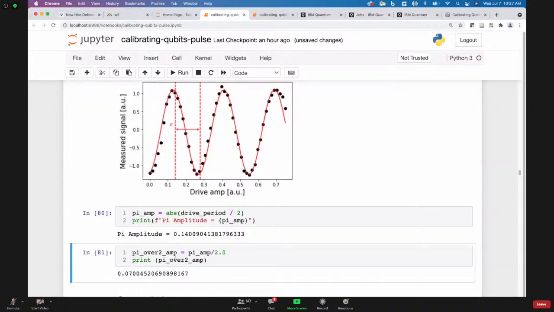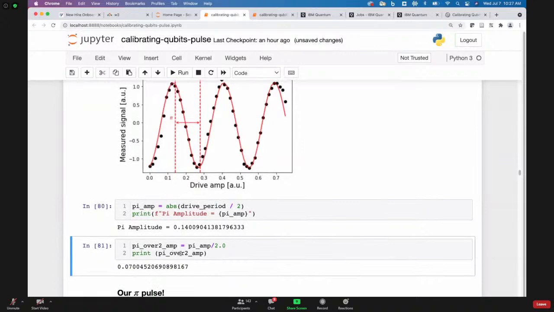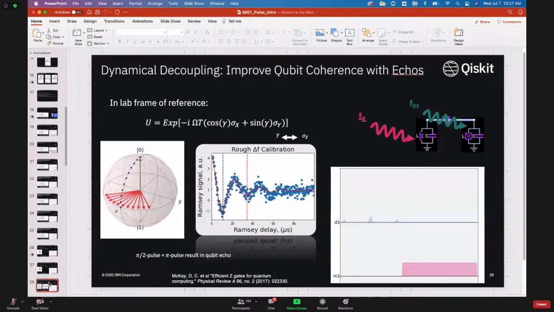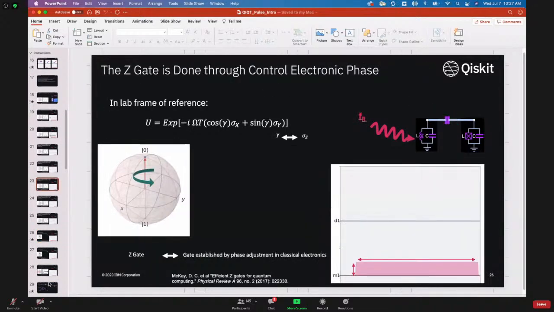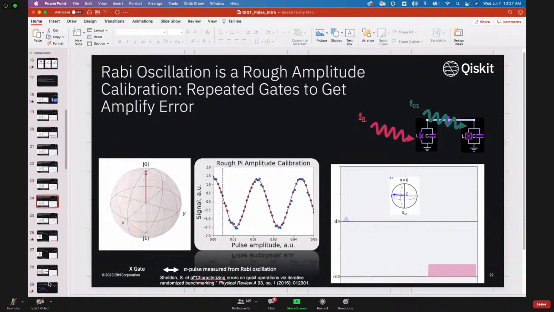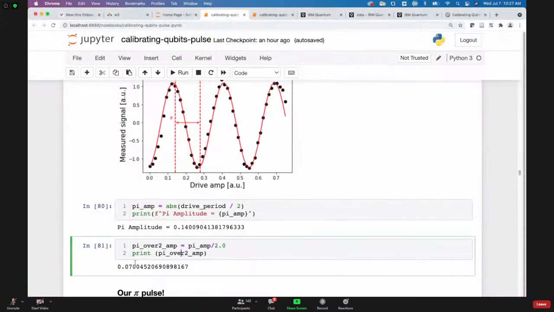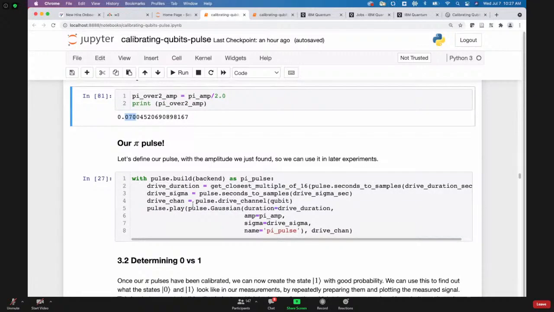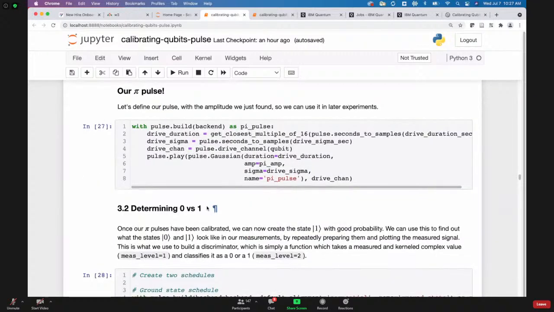Then I can create a schedule in which I repeat this many times. When I repeat it many times, I end up with something that looks a bit like this here, where it does a ping-pong type fashion. Then I can finely adjust what this amplitude is in order to get a fine amplitude calibration. And this is some of the basics on how you would do your Rabi oscillations and how you calibrate some of your gates.